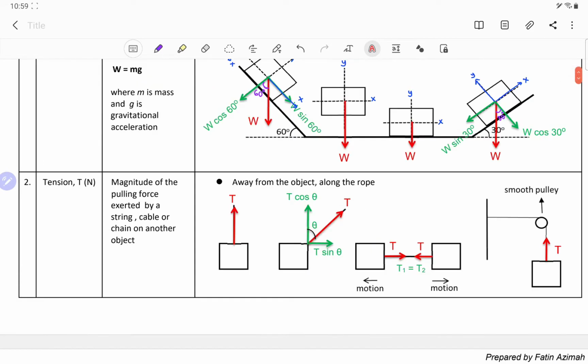Okay. So the next force is tension. Magnitude of the pulling force exerted by a string, cable or chain on another object. So ini tension ni akan berlaku apabila kita ada tali ataupun kabel ataupun rantai yang di-attach pada another object. And the direction of the tension vector is away from the object along the rope.